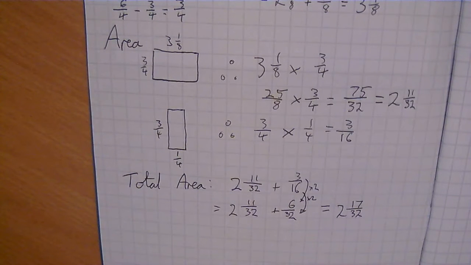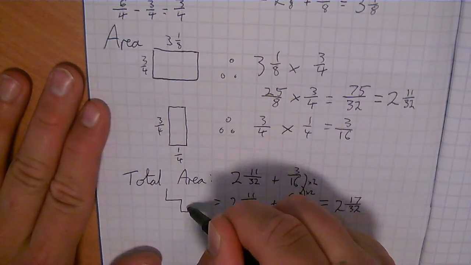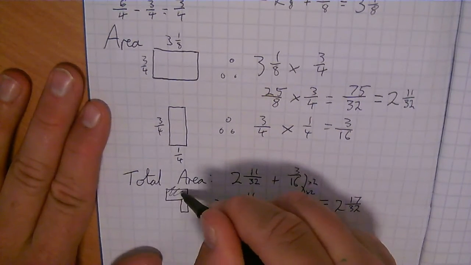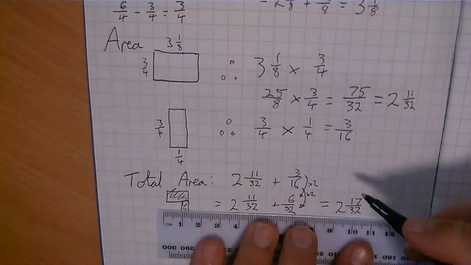Right, and that is my total area for the whole of that shape. Okay, so that's my total area for the whole of the shape that we've got, all of it put together. Right. There's my answer. I'm going to underline it.